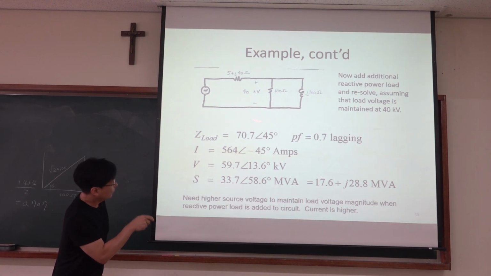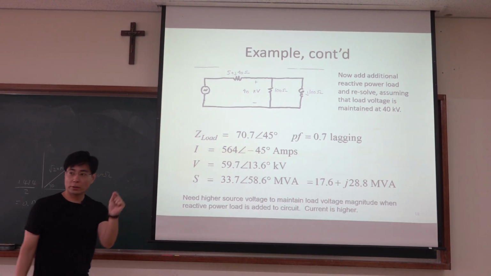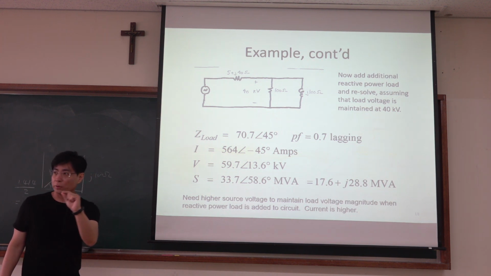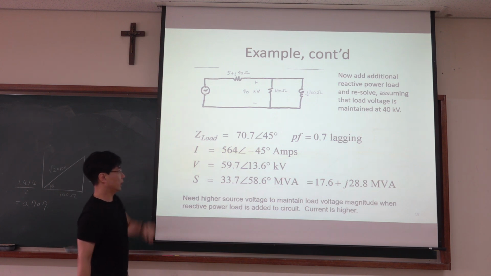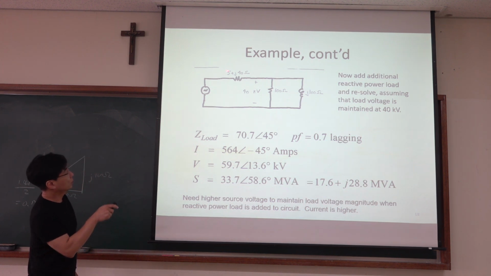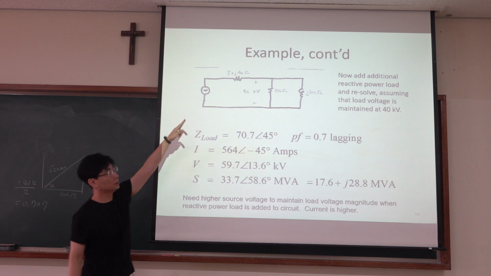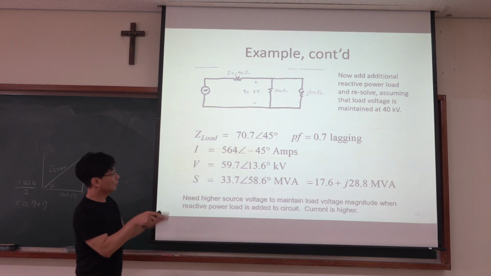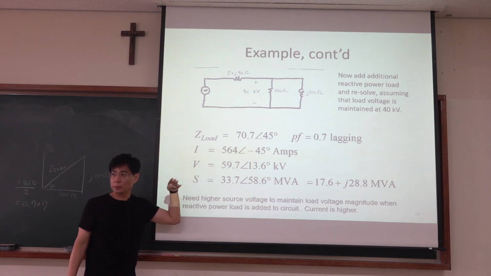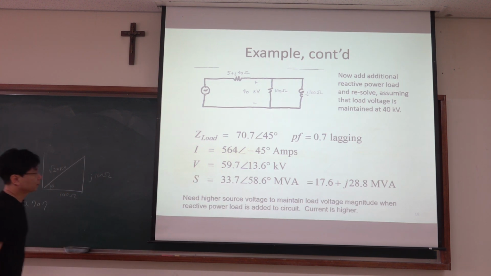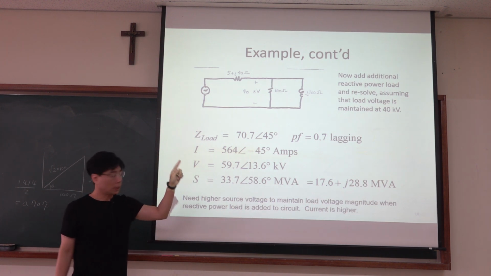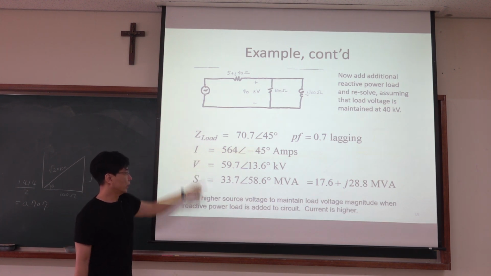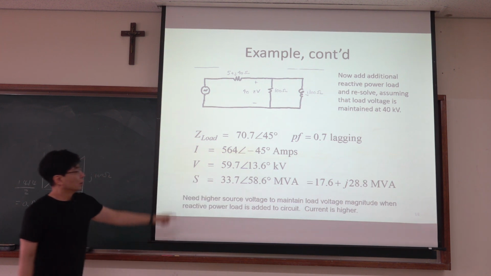From here, you can compute the current at the load side. After you compute the current, you can compute the voltage drop across here, I times Z. Then this 40 kilovolt plus the voltage drop here gives you this value. Just a simple calculation. Then the complex power at the source side is V times I conjugate, and you get this number.